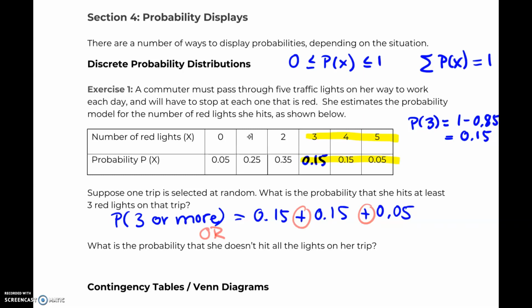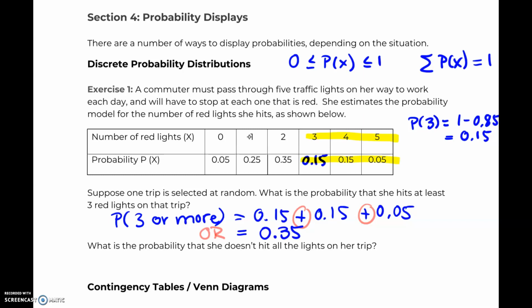And since we can't hit 3 and 4 lights at the same time, these are disjoint events, therefore we don't have to worry about subtracting any duplicates out. So adding all 3 probabilities together, we end up with 0.35.